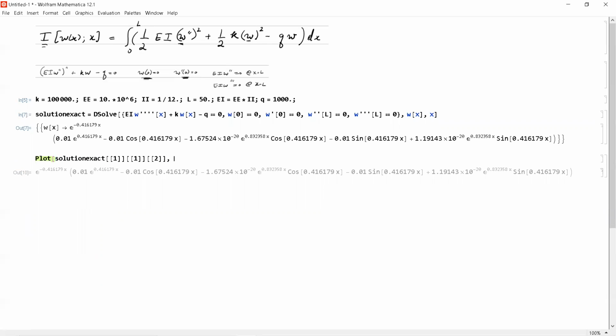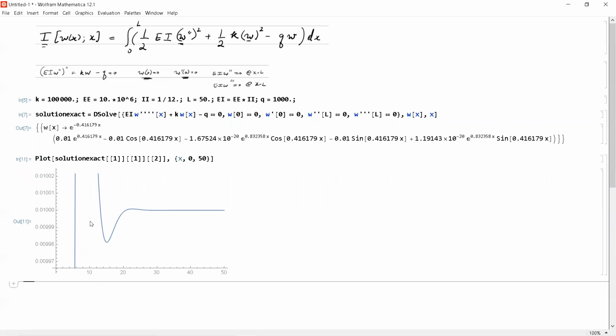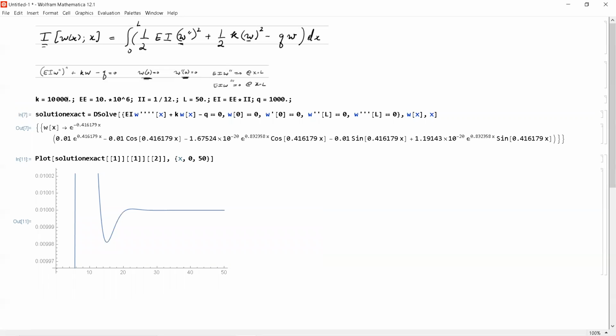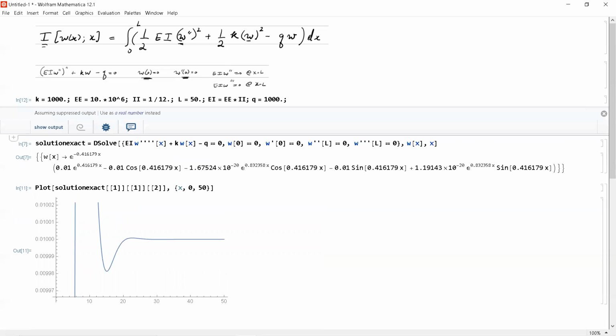Now I can go ahead and plot this solution over the domain, which is 0 to 50. The beam goes from 0 to 50. Let's see if it plots it. Hopefully it does. And it looks like it has a very strange behavior here towards the end. So I don't expect my exact solution to be the best, to be honest. Perhaps my spring constant is too high. Let me make it smaller because that looks very, very pronounced.